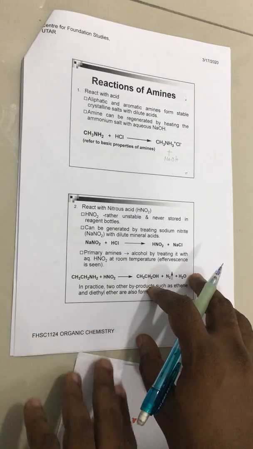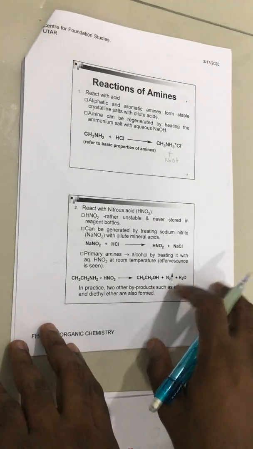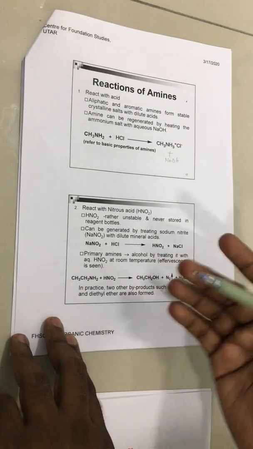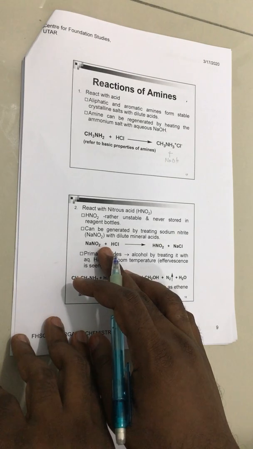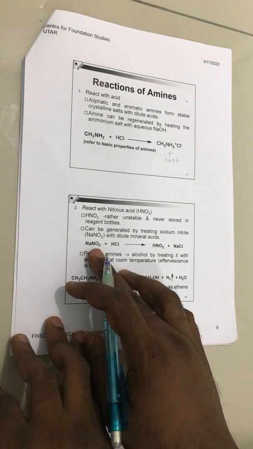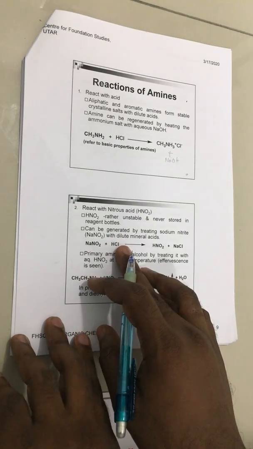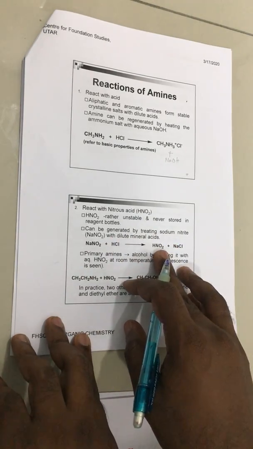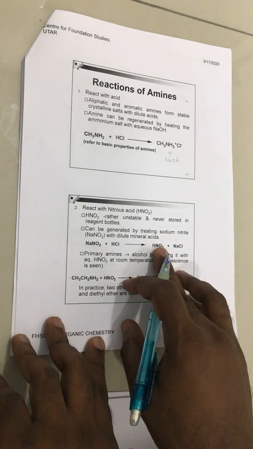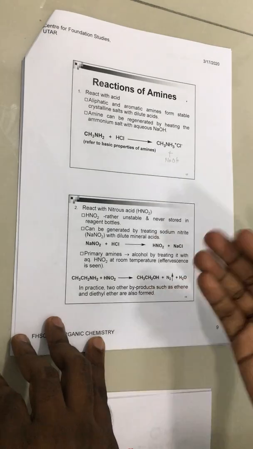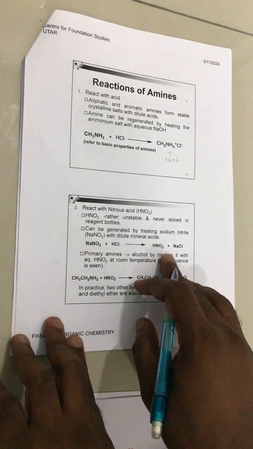Next will be the reaction of amine with nitrous acid. But first of all, you should know how to produce nitrous acid. Nitrous acid is produced via the reaction between sodium nitrite, not nitrate, nitrite, with hydrochloric acid, to produce your nitrous acid and also sodium chloride. Why? Because this nitrous acid, you cannot keep in a reagent bottle, so you have to prepare it fresh with this reaction.